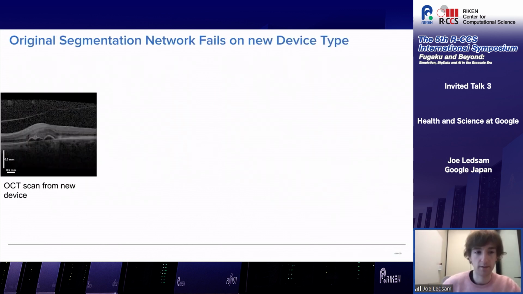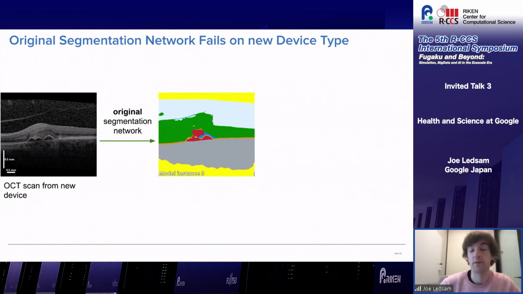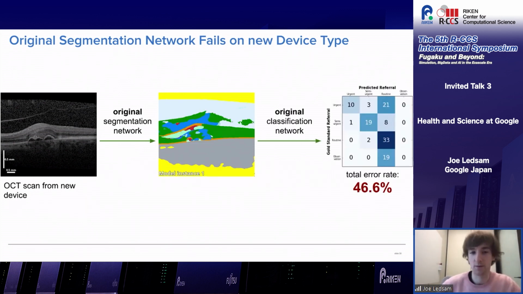And finally, I wanted to look at the generalization to a new scanning device. So again, we said that there is this problem with a new scanning device. So this is a device that the model wasn't trained on. If it becomes available, the scans, which are very different to the scans the model was trained on, break the segmentation network. Obviously, this looks terrible, and the performance is also terrible. So only a 46% error rate. So a bit of a disaster.